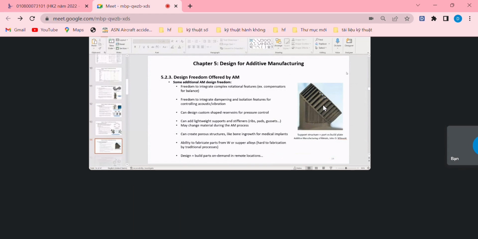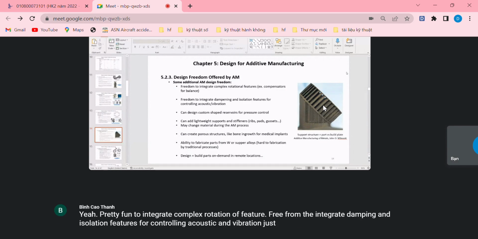Freeform to integrate complex rotational feature. Freeform to integrate damping and isolation features for controlling acoustic and vibration. Just some information for you.